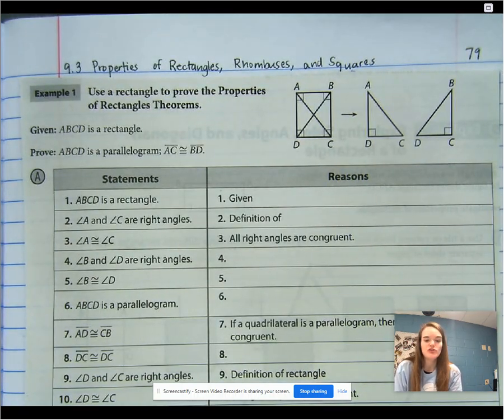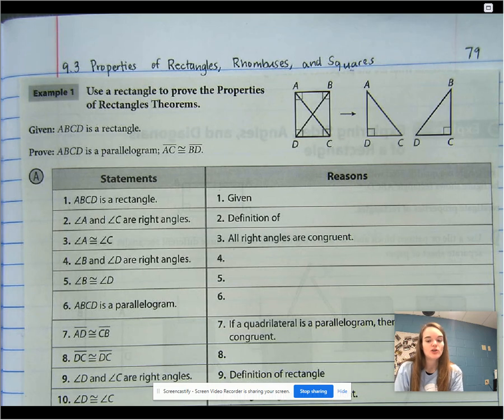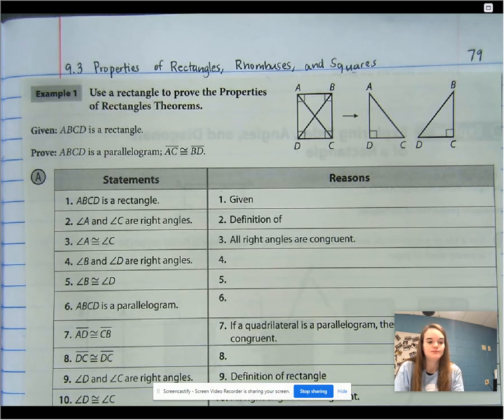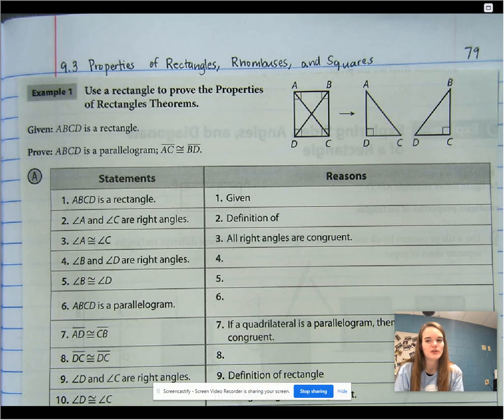All right, example 1, it says use a rectangle to prove the properties of rectangles theorems. We're having to prove that the diagonals actually are congruent. We will, in the process, prove it as a parallelogram as well, which are the two properties of a rectangle. These don't get special names because they're just properties, but they do put the word theorem behind them.